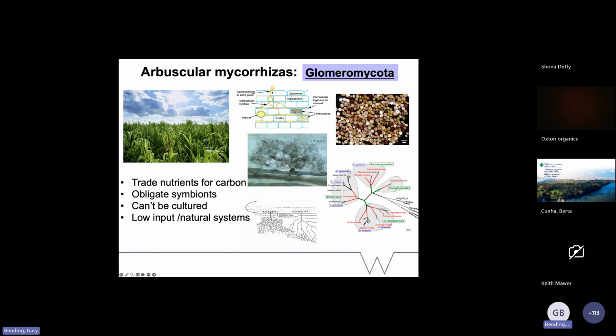They grow in, they penetrate the root, they grow through the root, they form these arbuscules, Greek for many trees, within the roots. And this is a close-up of an arbuscule here. You can see a huge surface area for nutrient exchange, which takes place in these arbuscule structures.